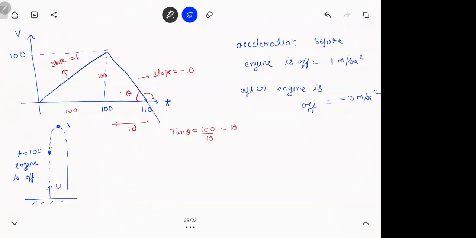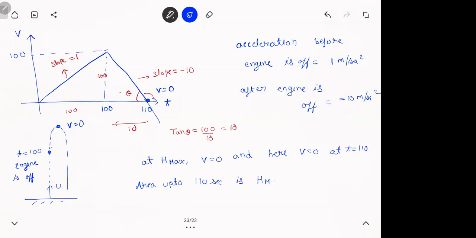So at this point, what is the velocity? At the highest point? 0. So tell me in the graph, where is V0? Here, no? The speed is becoming 0 at 110 seconds. Does it make sense, everyone? So at Hmax, velocity is 0. And here V becomes 0 at t equal to 110. That means area up to 110 seconds is Hmax. Whatever is the displacement from 0 to 110 is the Hmax.